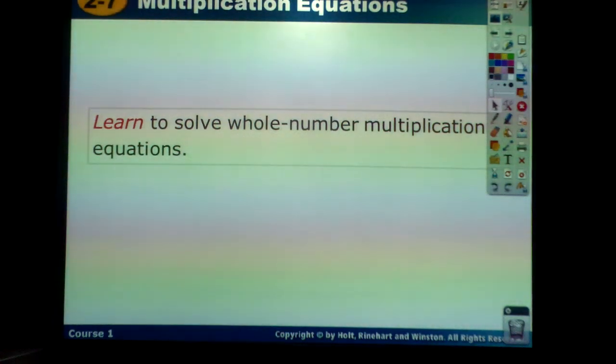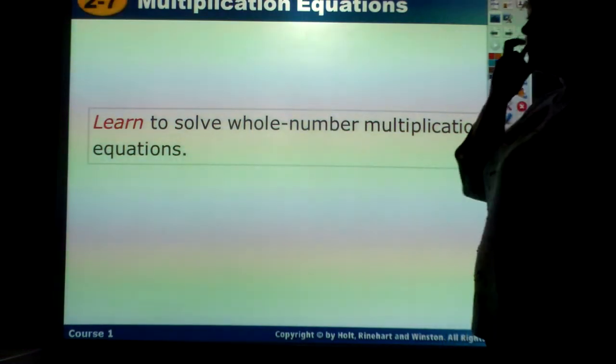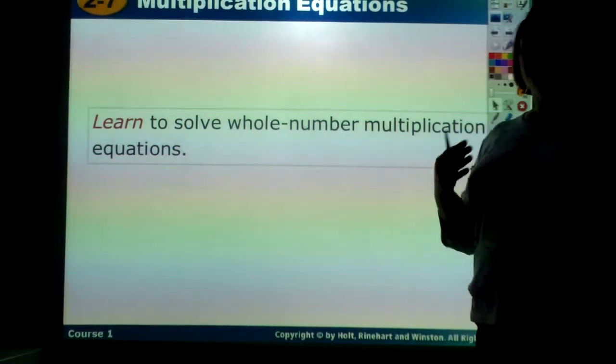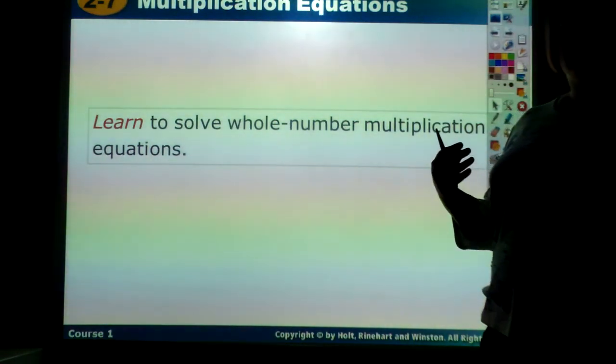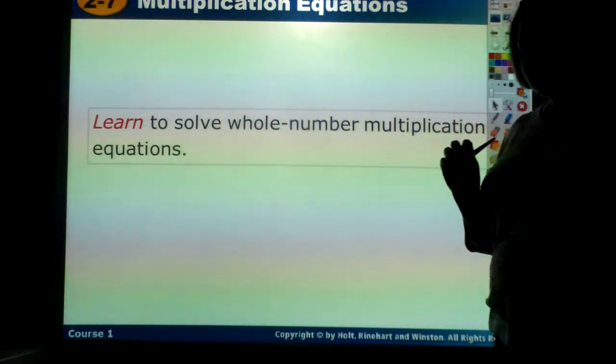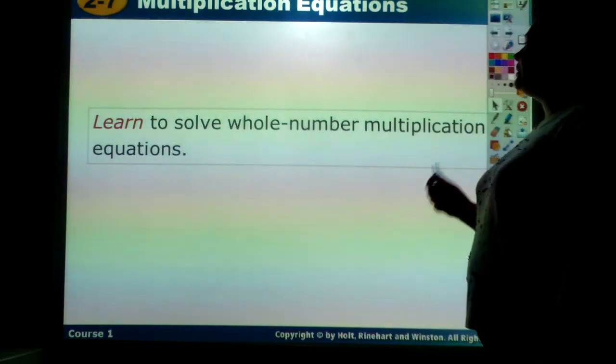Okay, today we're going to look at multiplication equations, which is going to be, again, the same process, the same steps that we've done before. The opposite of multiplication is division, so when we have a multiplication equation, we're going to do the inverse operation of division to get that variable by itself.